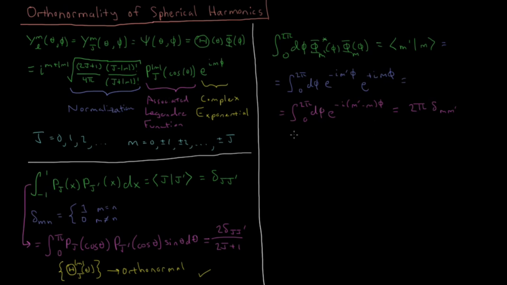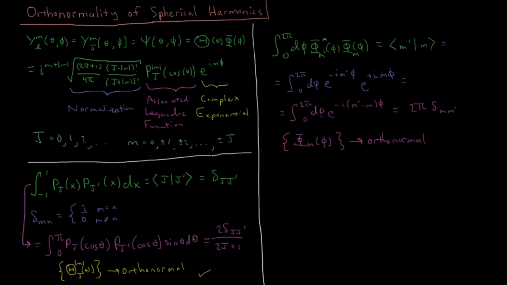And so this means that the set of phi m of phi are also orthonormal to each other. They are normalized, meaning we get this extra factor of square root of 1 over 2 pi from this 2 pi here. So we can choose a normalization constant, which makes it normal. And they're orthogonal because they equal 0 if m and m prime aren't the same.